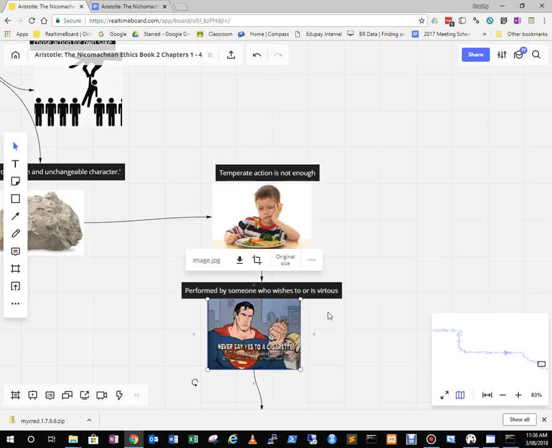You almost have to be like a noble Superman. The virtuous action needs to be performed by someone who wishes to be virtuous or is virtuous in order for it to be a virtuous act. Otherwise, it's just pure naked self-interest. And if you do that, you can't actually be virtuous. You're not doing it for the right moral sake.